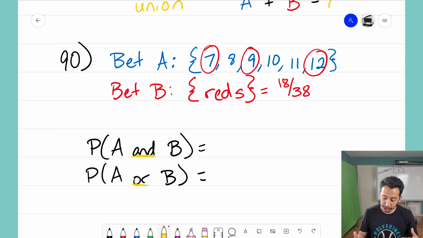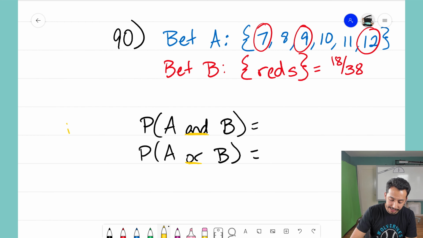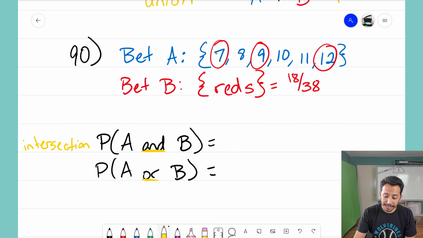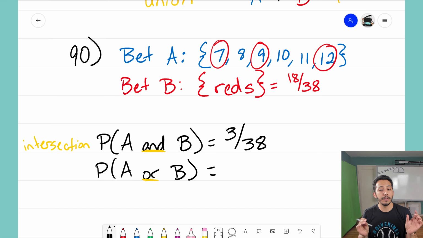Alrighty, for the sake of time, I'm going to jump right into this. The probability of A and B, remember A and B means intersection. Where do these two bets overlap, right? Where are they overlapping? Well, we see that they are overlapping literally on the ones that I circled, right? These are the first bets for A. Those are the ones that are red. There are 3 of those that overlap. So the A and the B has a probability of 3 out of 38.